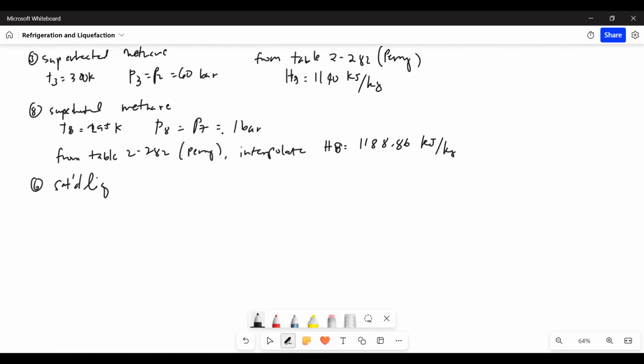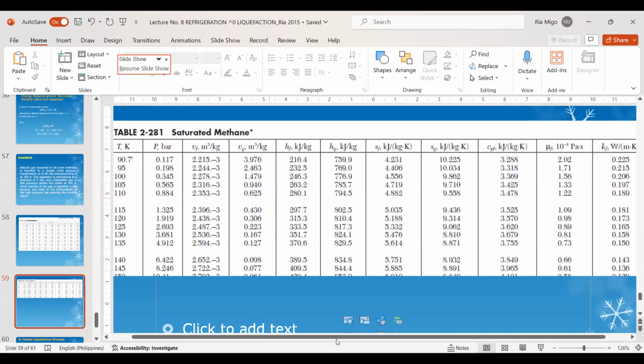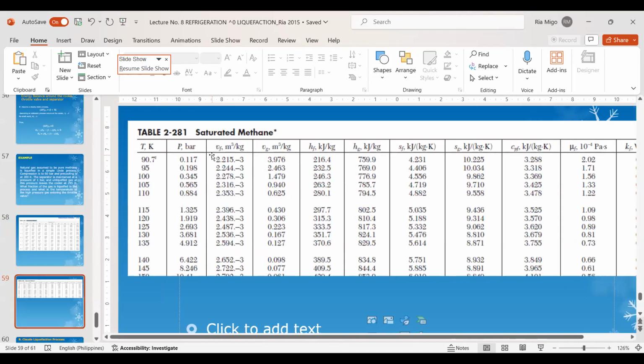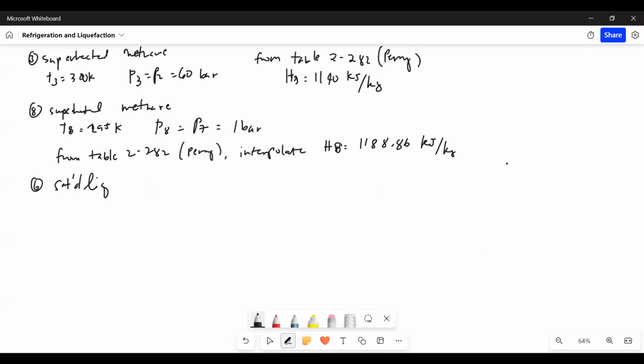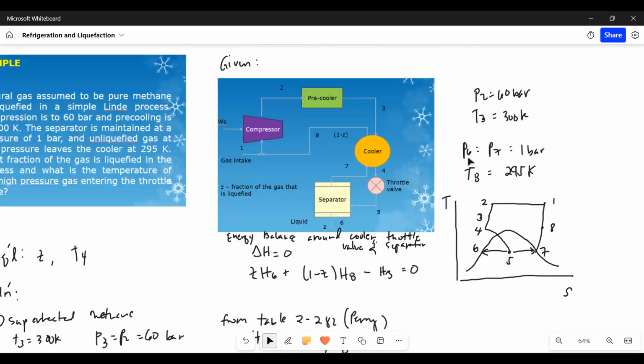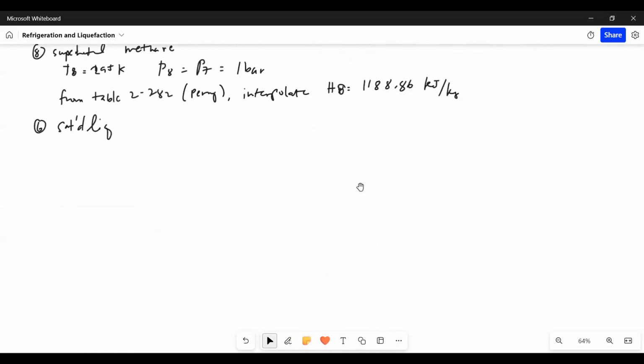And we can make use of the table of saturated properties of methane. Again, it's not the superheated, but rather the saturated properties of methane. But what are the conditions at H6? The pressure is 1 bar. We only need one, right? Pressure at 6 is 1 bar.